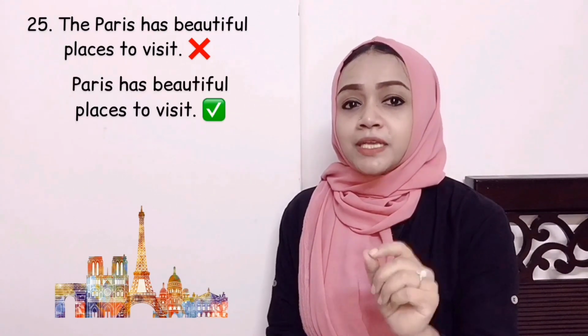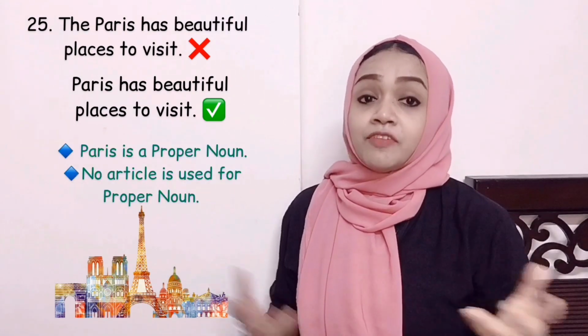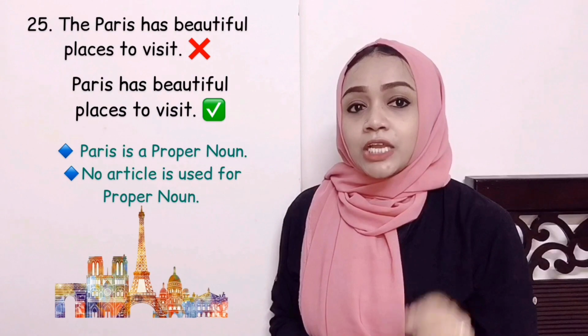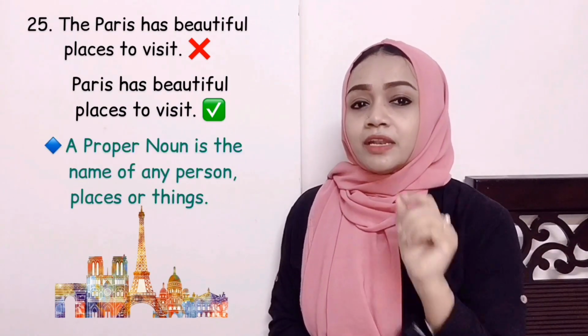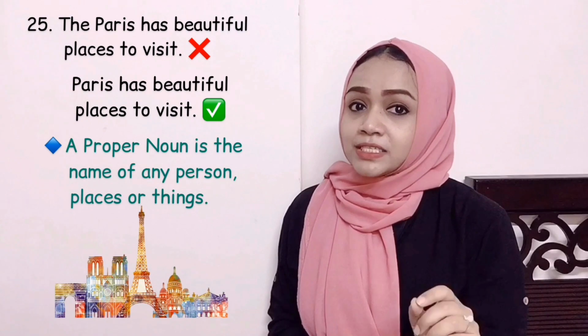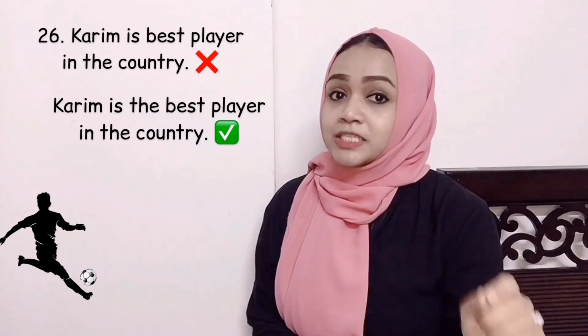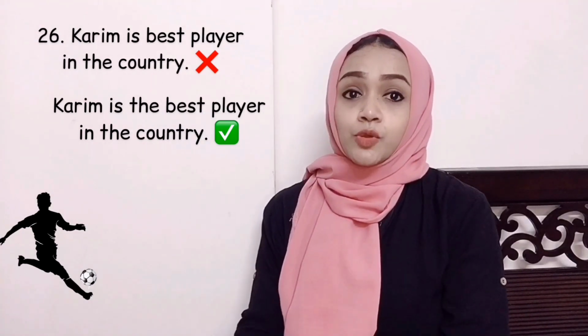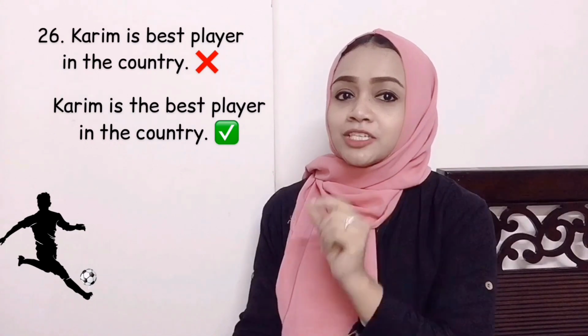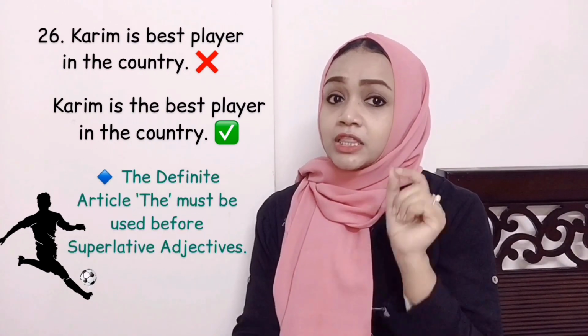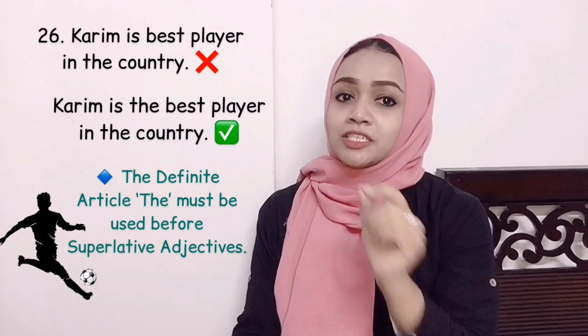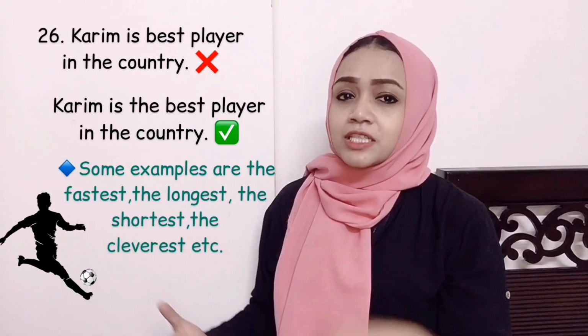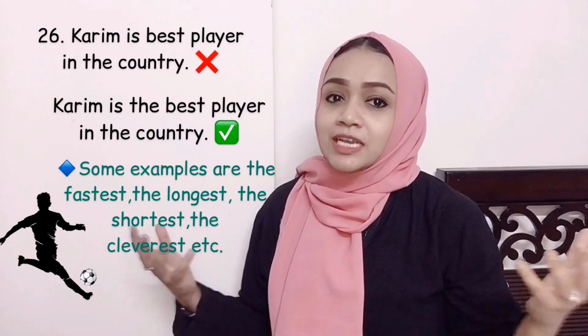"The Paris has beautiful places to visit." Another mistake. It should be "Paris has beautiful places to visit." Paris is a proper noun. If it talks about a proper noun, it will take no article. A proper noun is the name of a particular person, place or thing. "Karim is best player in the country." It should be "Karim is the best player in the country." In the correction, we have used the article the before superlative adjectives. The definite article the must be used before superlative adjectives. For example, the fastest, the longest, the shortest, the cleverest, etc.